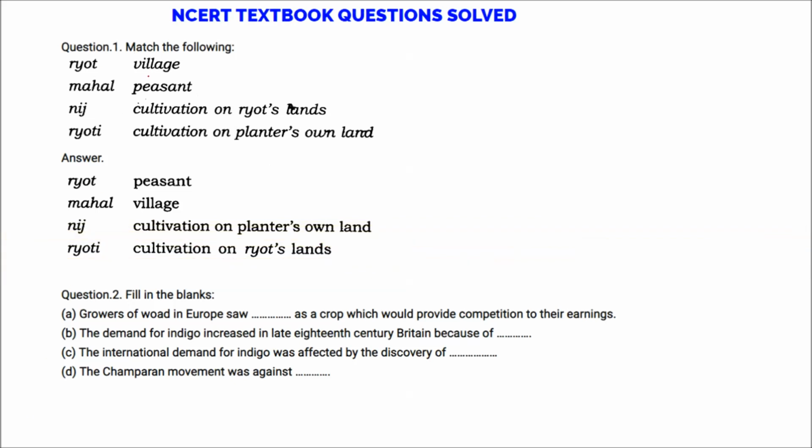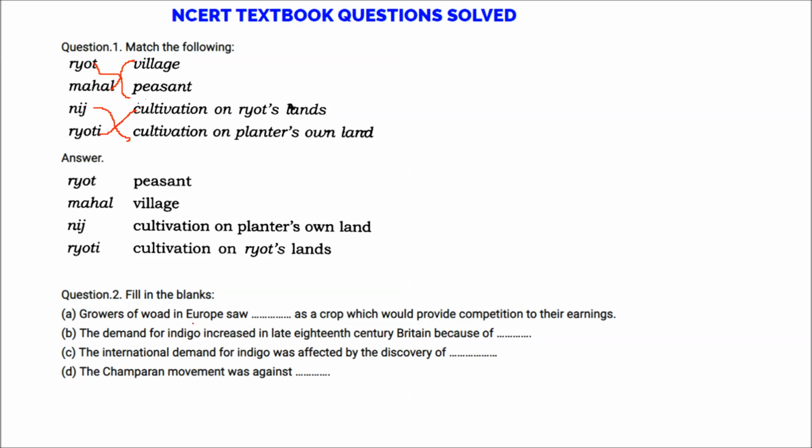So we have matched the following. Rayat, or you can say Raiyat, will match with peasant. Mahal with the village. And then we have Nij with the cultivation on planters' own land, and Raiyati as cultivation on ryots' land.